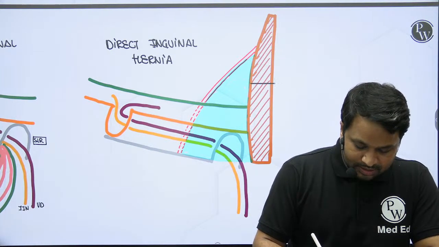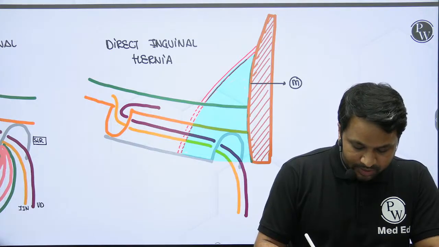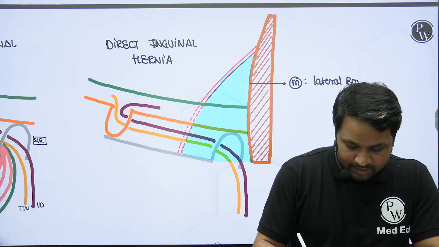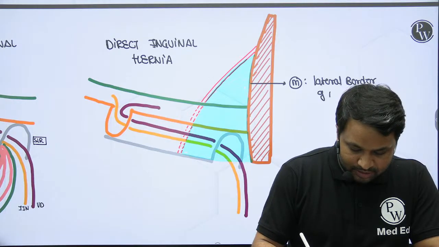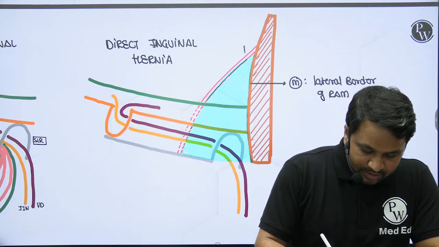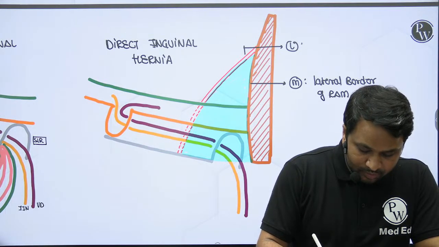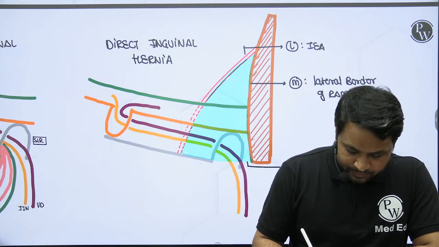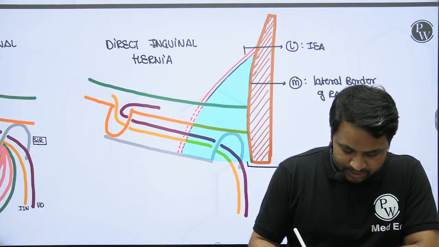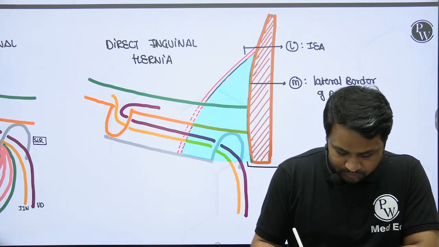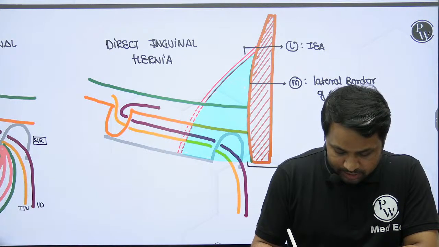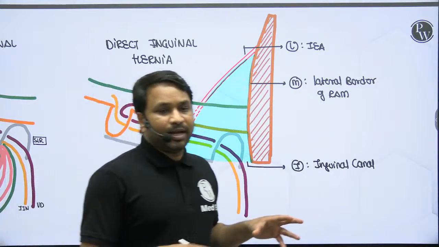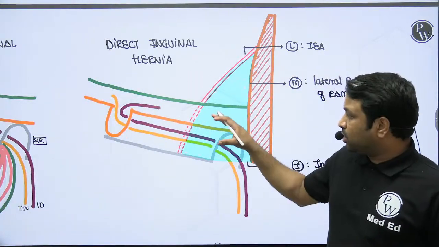So, you see this is the medial boundary. The medial boundary is formed by the lateral border of the rectus abdominis muscle. Then this is the lateral boundary. The lateral boundary is formed by the inferior epigastric artery, and the inferior boundary is formed by the inguinal canal. Now, this triangular area which is not guarded by any of these muscles forms an abdominal wall weakness.